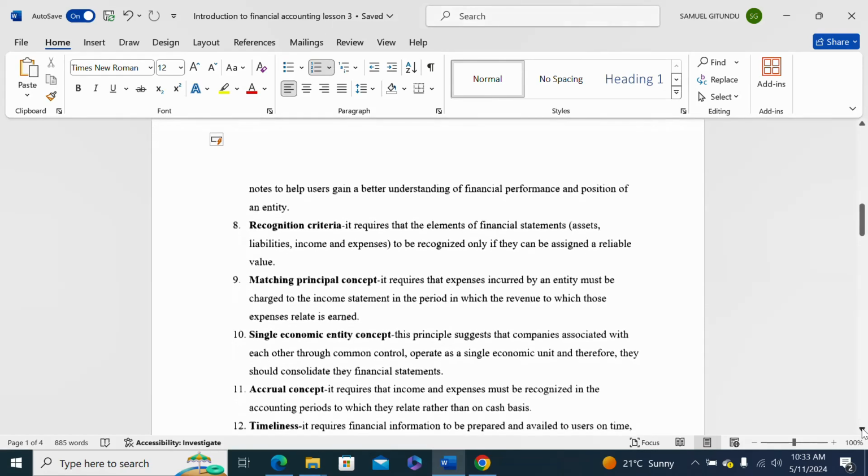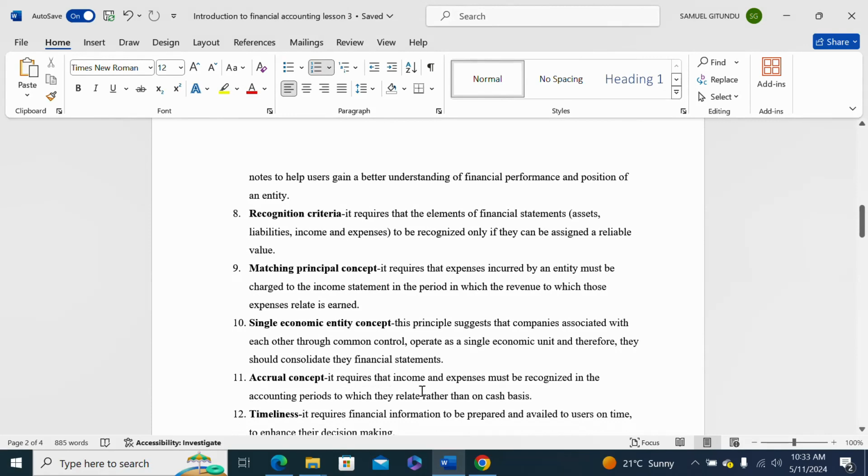Then we have the next principle, which is the accrual concept, and it requires that income and expenses must be recognized in the accounting period to which they relate rather than on a cash basis. For example, we have accrued expense and prepaid expense. This principle requires that you don't recognize expenses on a cash basis. For example, let's say the rent for this period is 100,000. That is the rent for the whole year. Then in that year, you find that you have paid 120,000 as rent. Therefore, it means that you have paid 20,000 extra in rent. The 20,000 extra that you have paid is a prepaid expense and is going to be recognized in the next year.